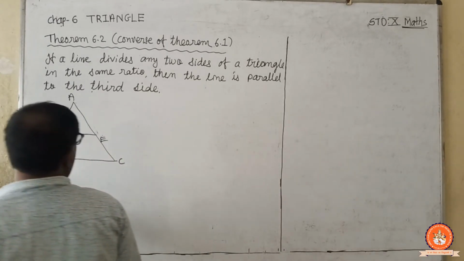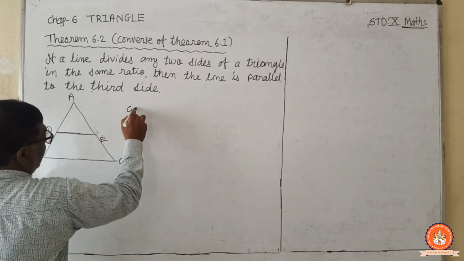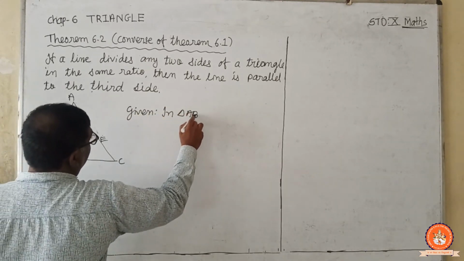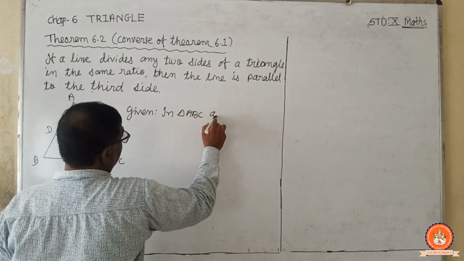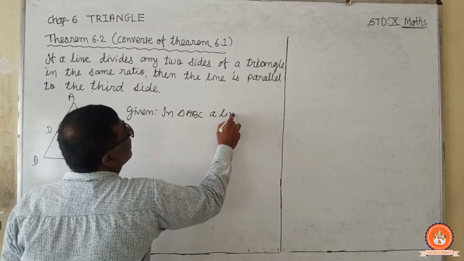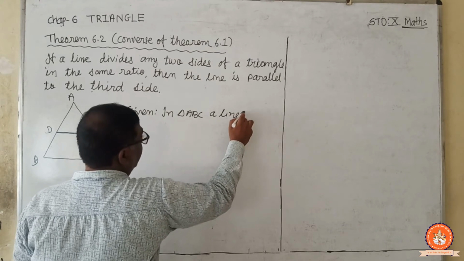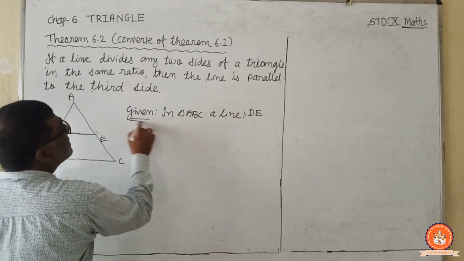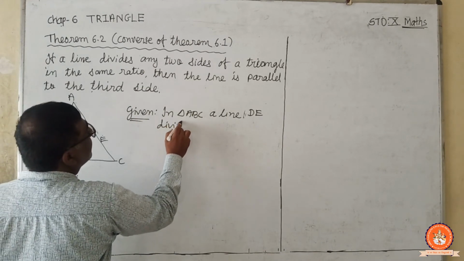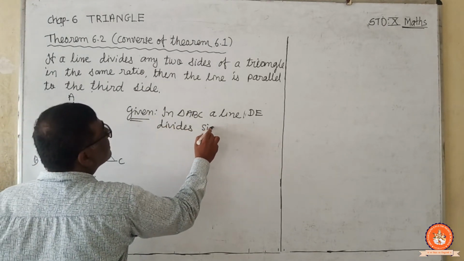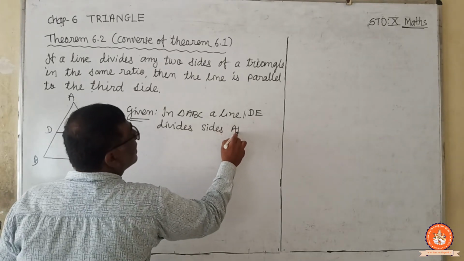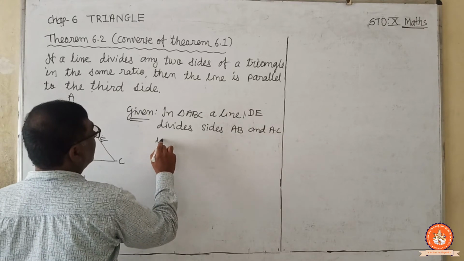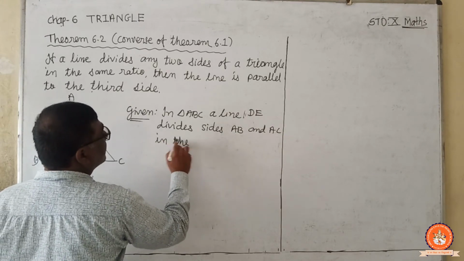So we have to write in given that in triangle ABC, a line DE divides sides AB and AC in the same ratio.